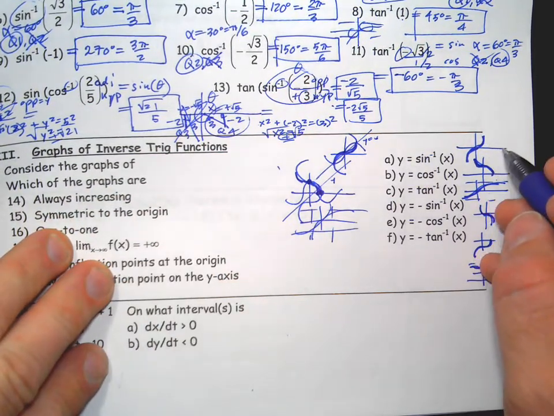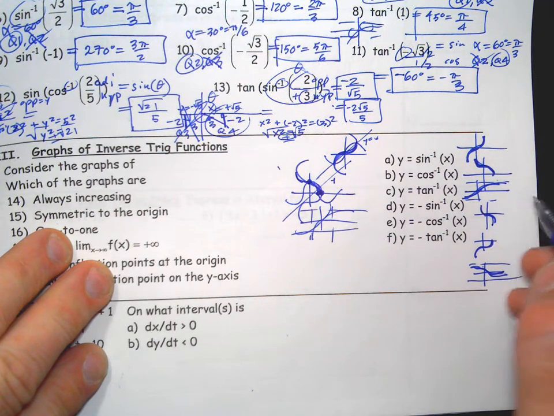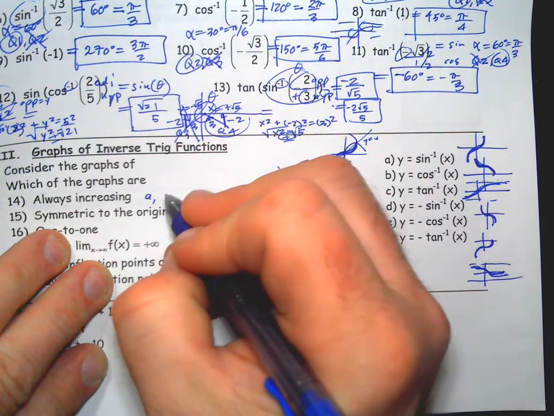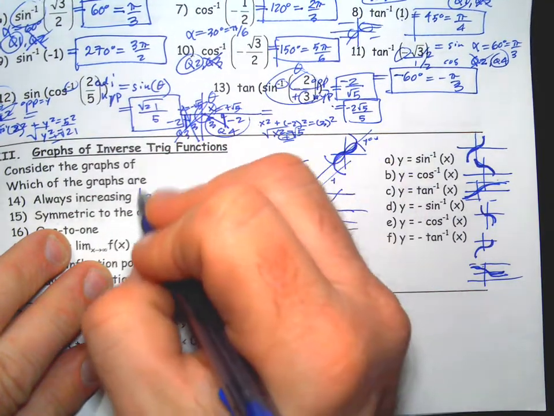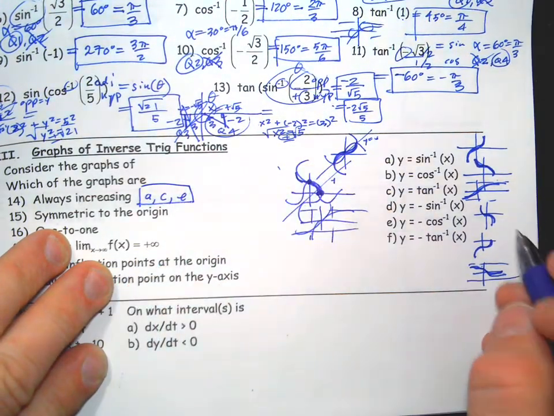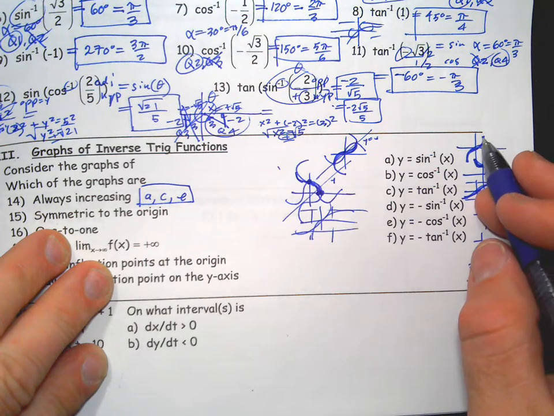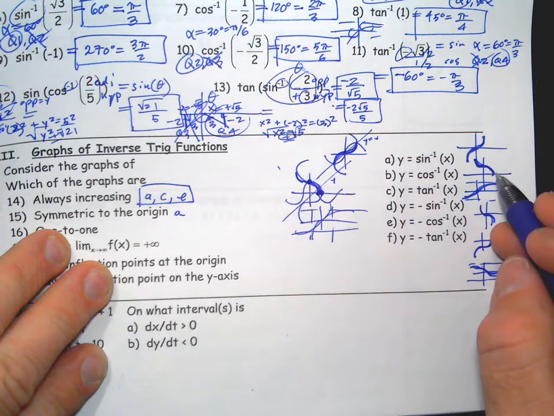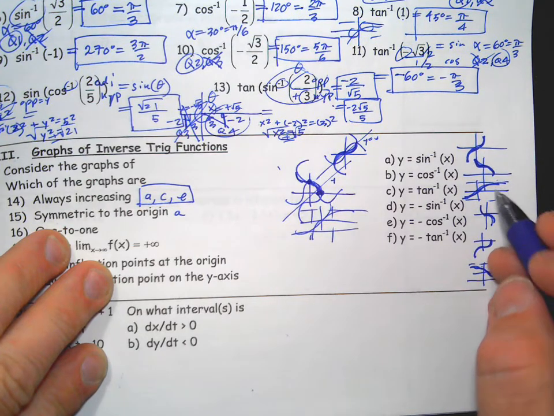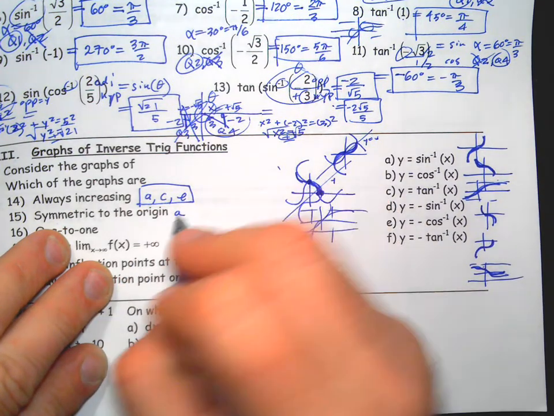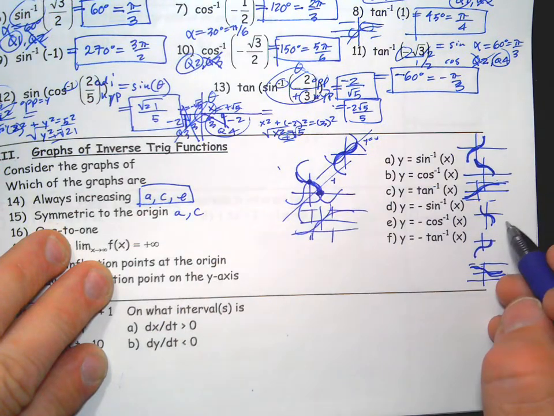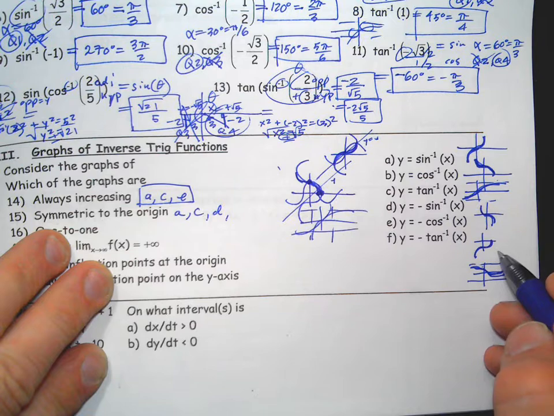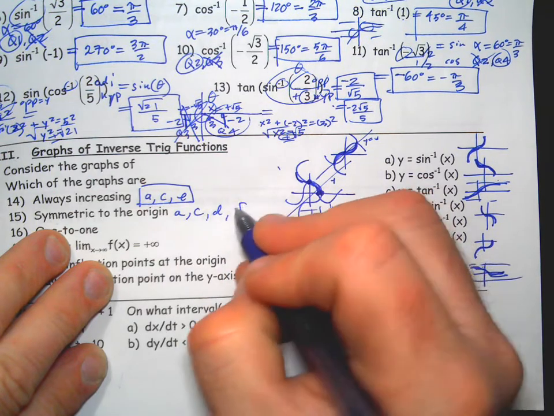So which of these are increasing? A is, C is, E is. A, C, E. Which ones have symmetry by the origin? Take one half, fold it, and fold it again. A does, B doesn't, C does, D does, E does not, F does.